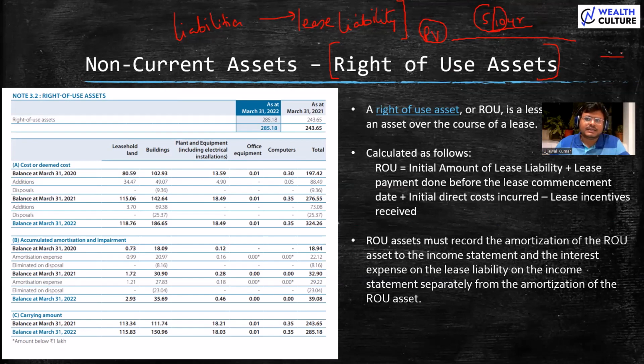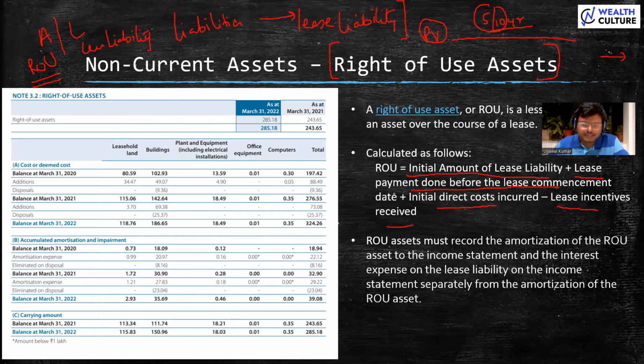So that's the liability section. But what comes on the asset side? On the liability side you have the lease liability, and on the asset side you have something called the right of use asset. The formula is very simple: the initial amount of the lease liability, plus lease payments made before the lease commencement, plus any indirect costs incurred to get into the lease, minus any lease incentives received.